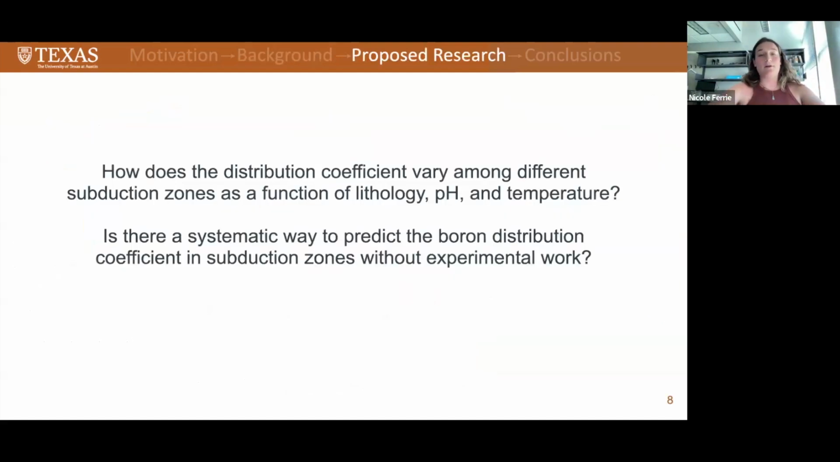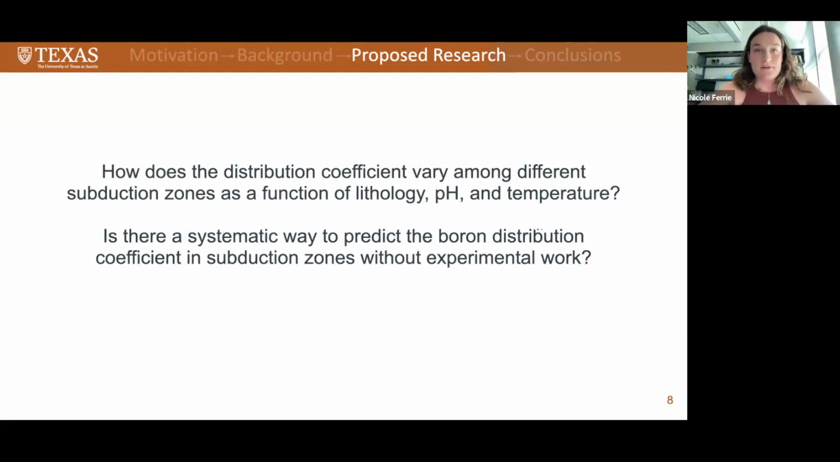So what we want to do is ask the questions, how does the distribution coefficient vary among different subduction zones as a function of lithology, pH, and temperature? And once we know that, is there a systematic way to predict the boron distribution coefficient in different subduction zones without experimental work?